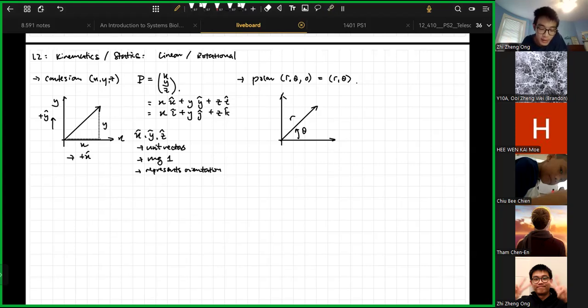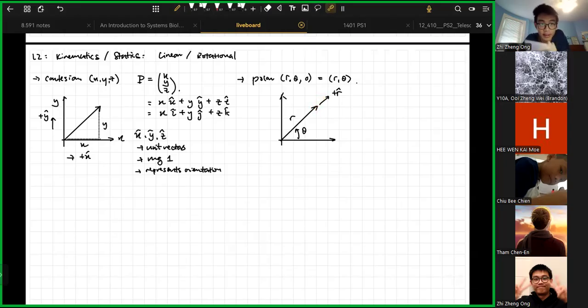So in the polar case, where does r hat point? Someone illuminate me or point me in the right direction. Anyways, r hat will point in this direction because when you change r by a little bit, this point will go outwards radially by a little bit.